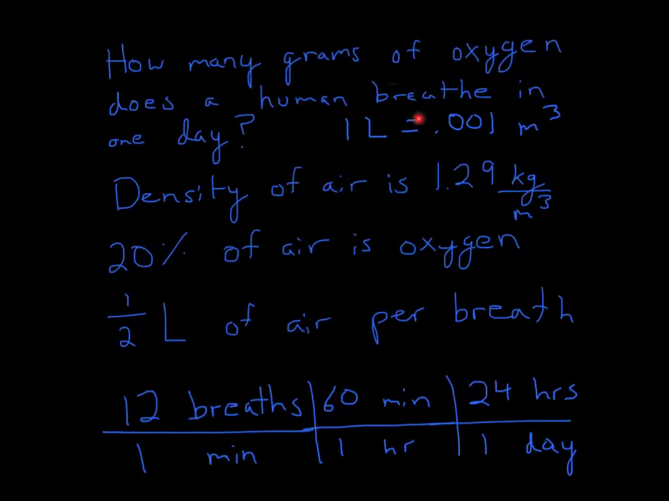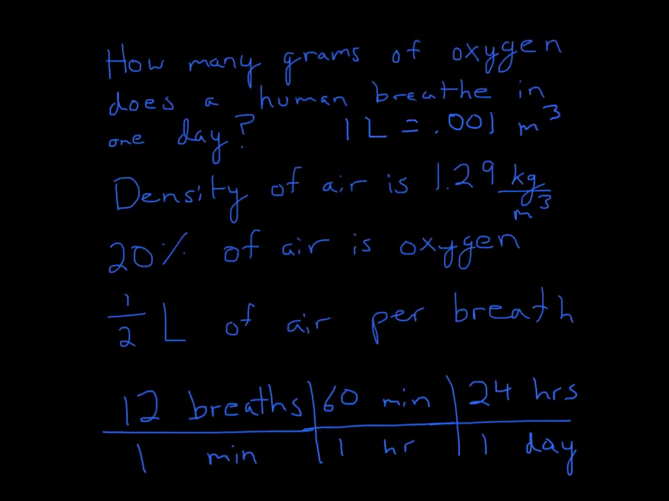So they ask how many grams of oxygen does a human breathe in one day? So we can start with the breathing part. We can count how many breaths we take in one day, but that would take too long. So let's try breaths per minute. That we can do. So let's say for me it was 12 breaths per minute. But we want it in days, right? So we do a thing called dimensional analysis. It's a fancy term for meaning we cancel the units.